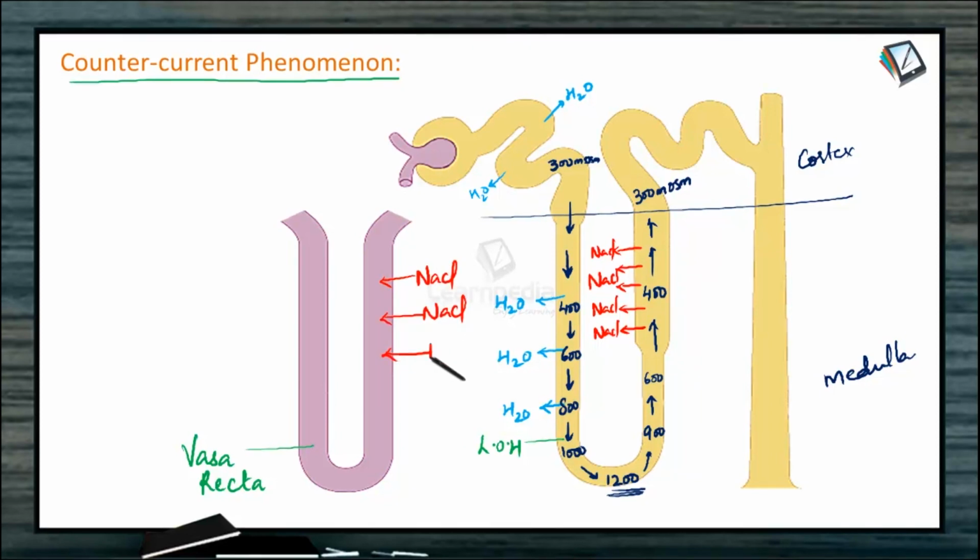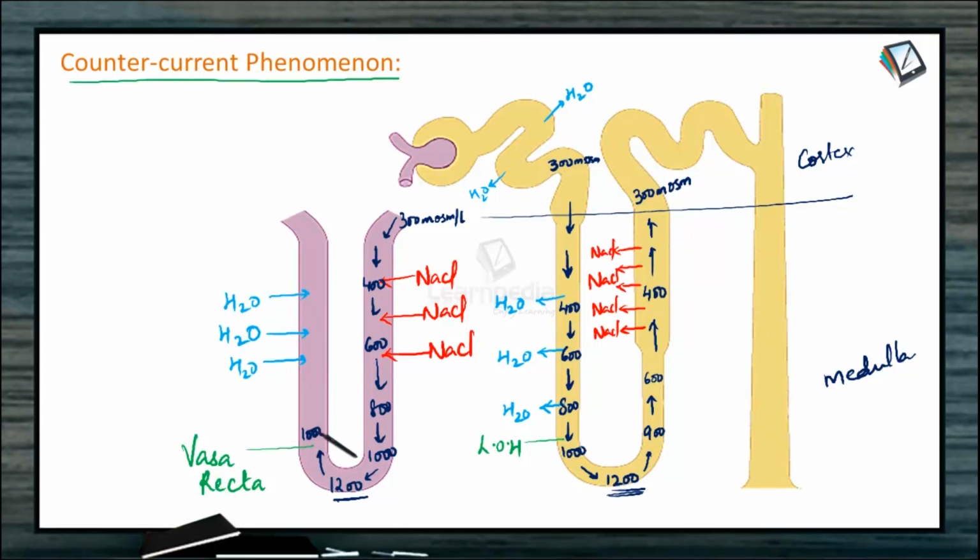Initially the concentration of blood was 300 milliosmoles per liter, which is isotonic to the ultrafiltrate in the proximal convoluted tubule. But due to the absorption of sodium chloride, the osmolarity increases and reaches the peak at the tip of the loop of Henle. And the water which is reabsorbed into the vasa recta is responsible for lowering the concentration again, and again it reaches 300 milliosmoles per liter.